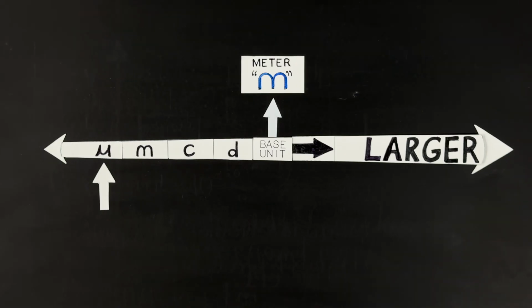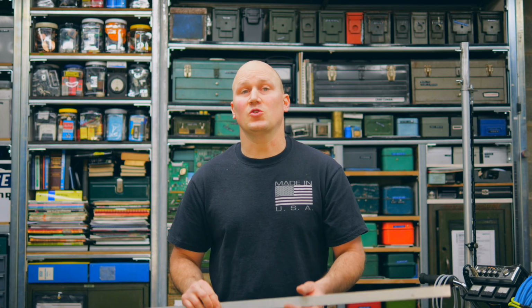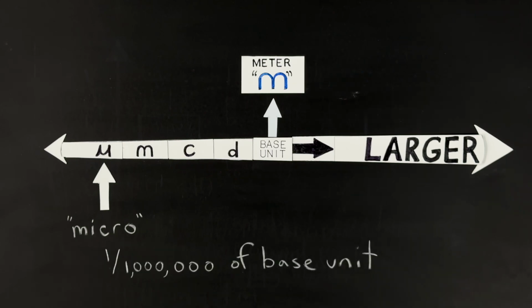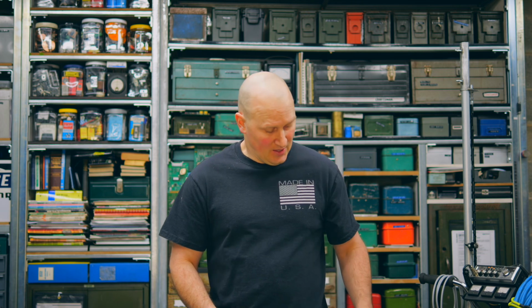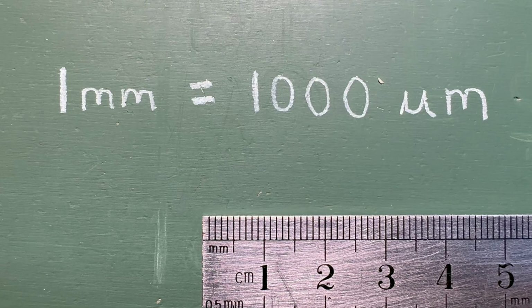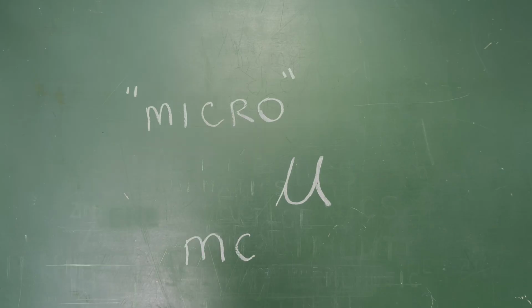Going even smaller and becoming too small for me to cut out of this aluminum flat bar, the prefix micro, abbreviated with a mu, means 1/1,000,000th. A micrometer is 1/1,000,000th of the length of a meter. It takes 1,000 micrometers to equal 1 millimeter. You may see the micro prefix as a lowercase mc when printed from devices that don't have a mu key.